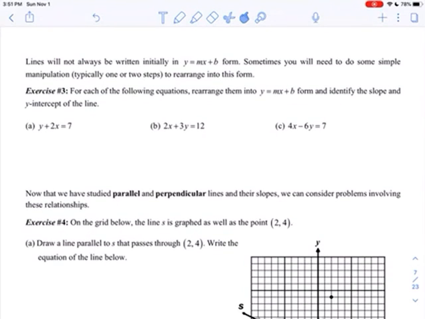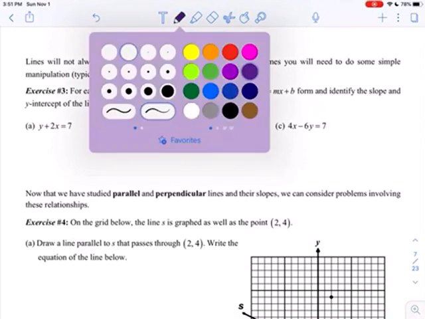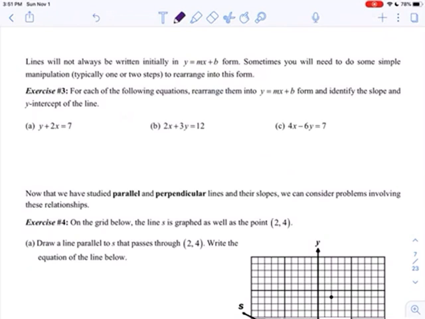Sometimes you're going to have to do some simple algebra, maybe one step, might be two steps, to rearrange them. So I'm going to take the equation y plus 2x equals 7, and I want to get y by itself, and then I'm just going to identify the slope and the y-intercept. So I take that 2x, move it over to the right, and I get y equals negative 2x plus 7. All right, so you just want to get y by itself. There we go.